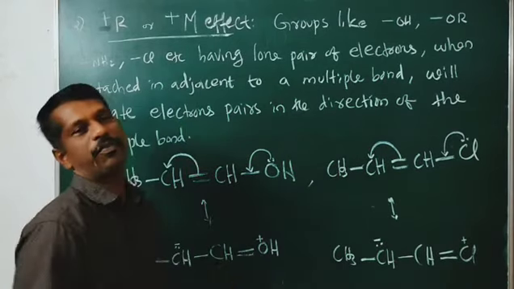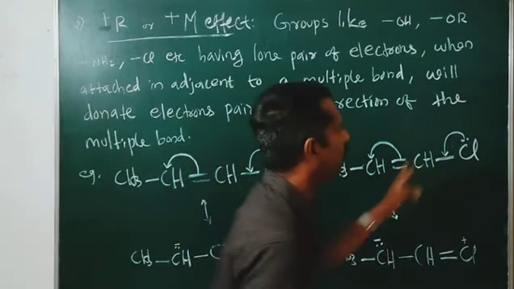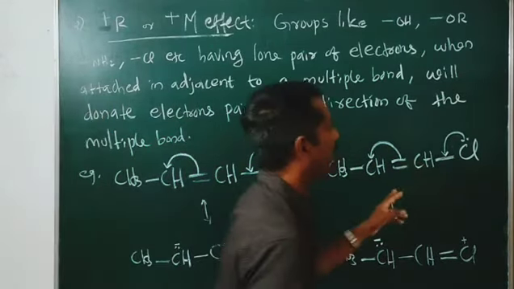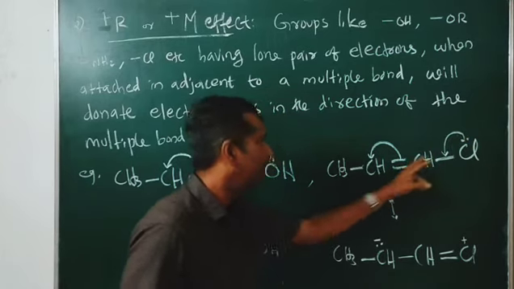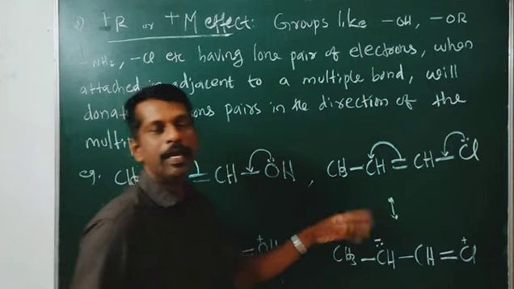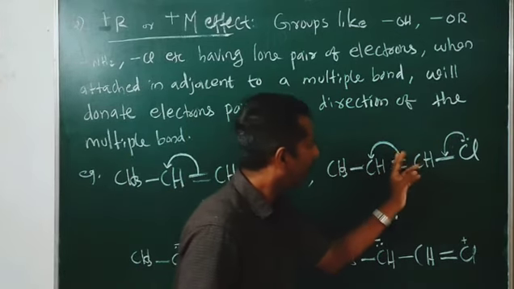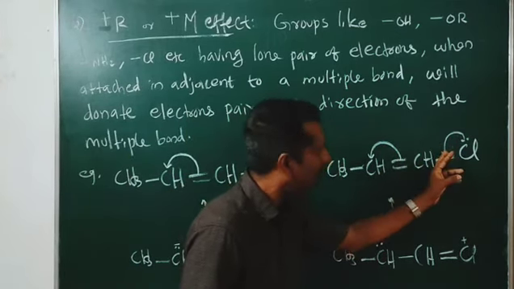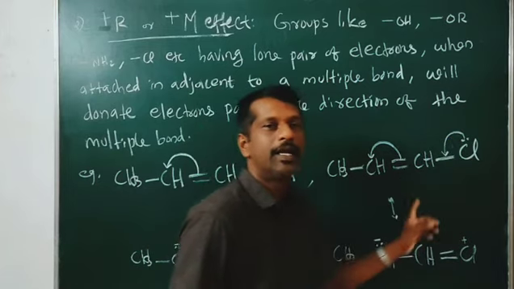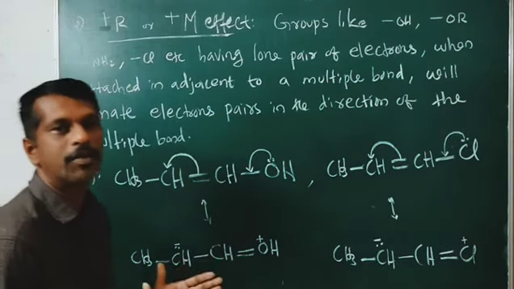Okay, this type of effect is an electron donating effect in the direction of the multiple bond. The lone pair of electrons is donating in the direction of the multiple bond. It is coming this way. In the previous case, the pi electron was shifting in the opposite direction, towards the attached group. Here you can see that the electrons are moving towards the direction of the double bond. This is what is called the plus R effect or plus M effect.